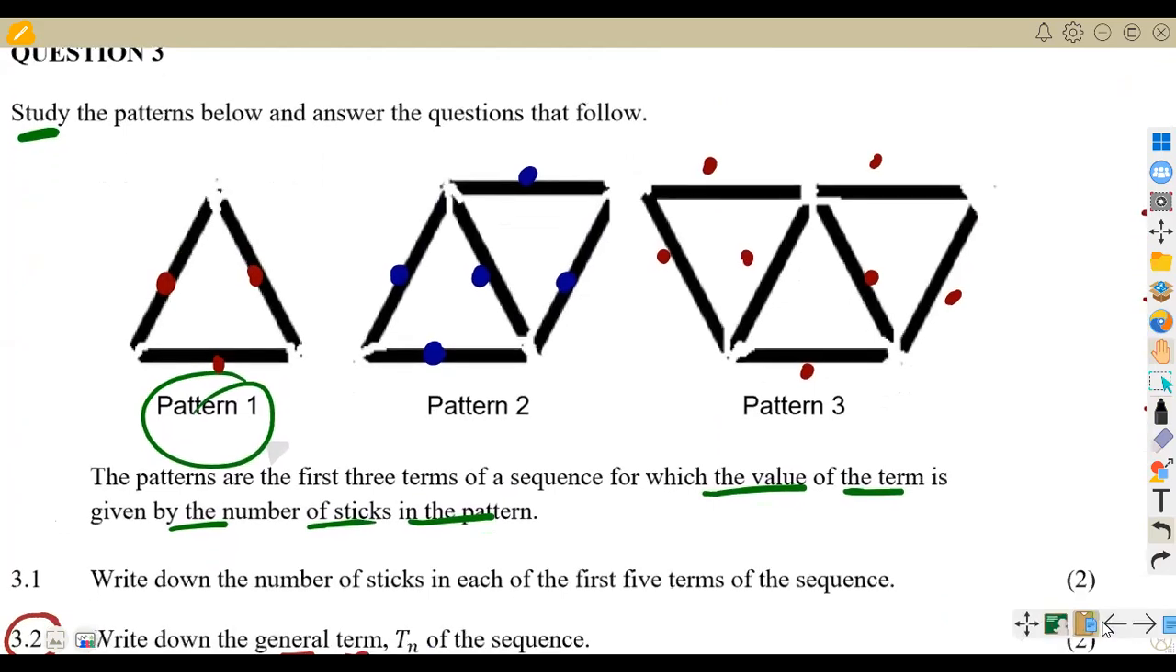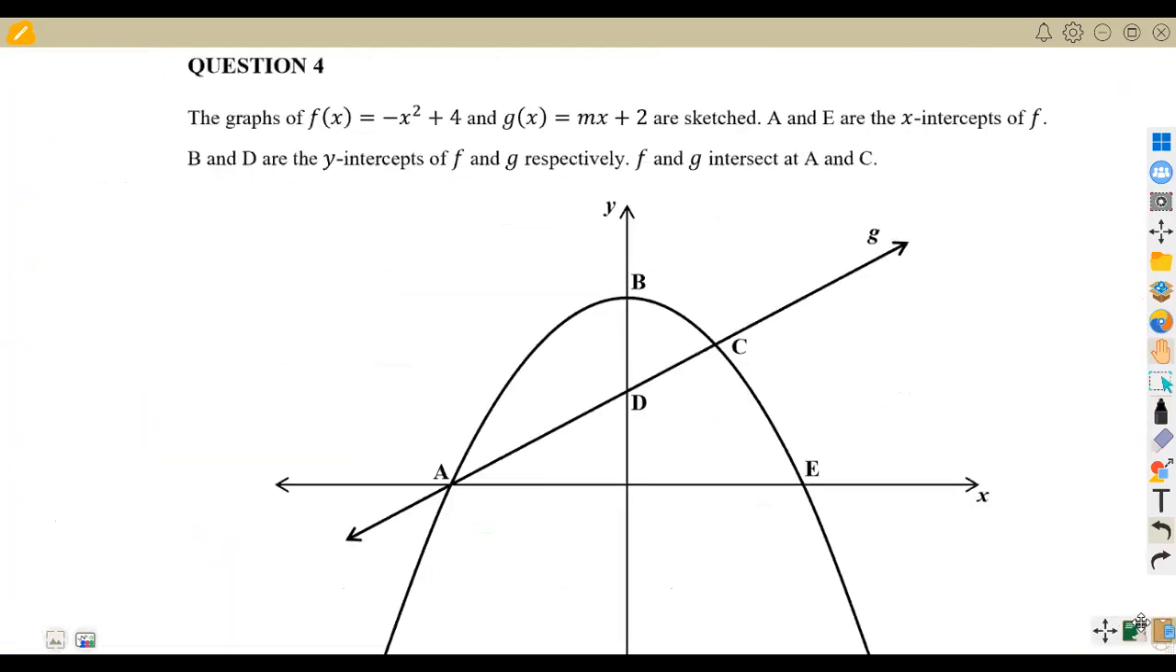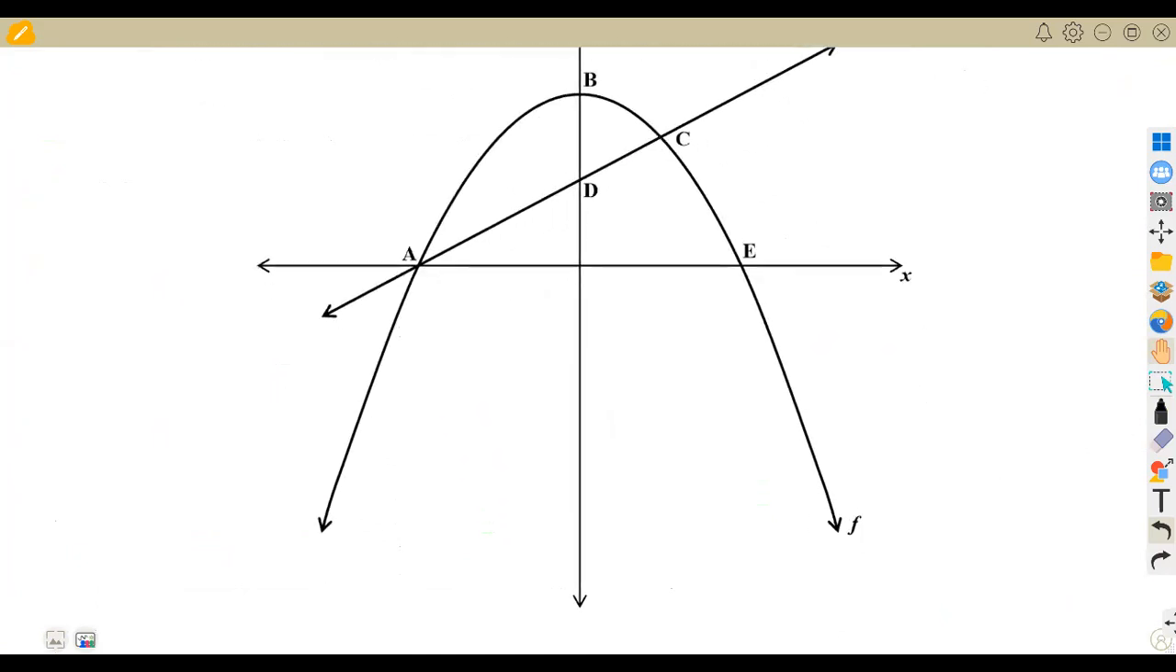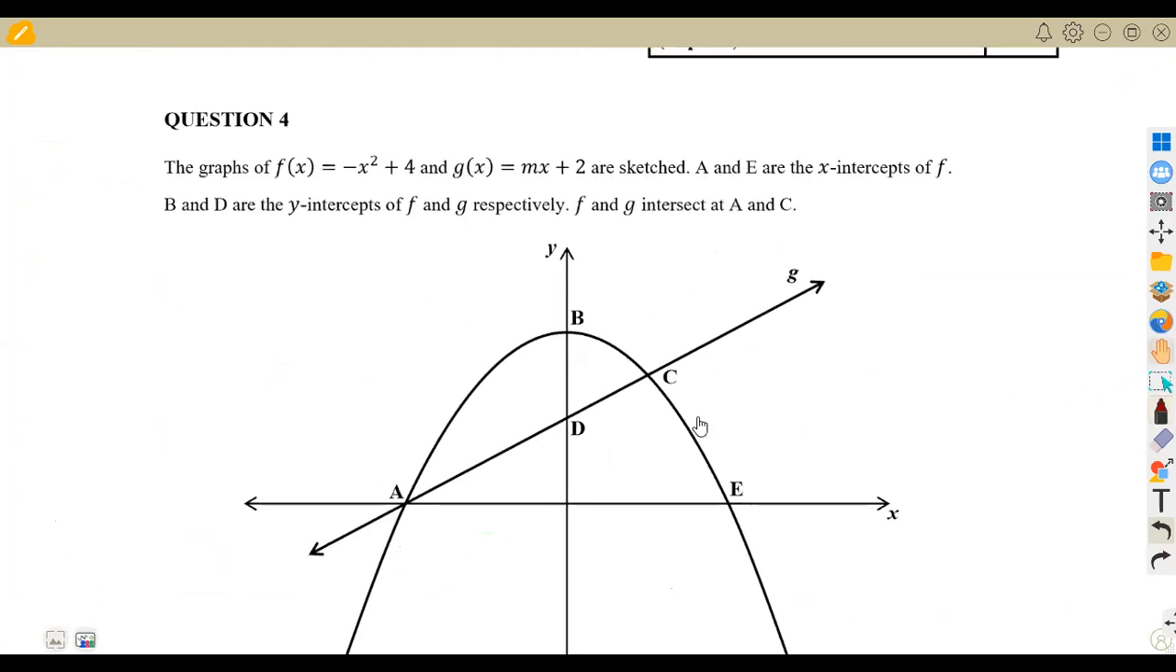All right, so let us check the other part. We still have another part here, which is question number 4. The graphs of f of x. We're given the graph of f of x, which is minus x squared plus 4. So this is our f, this one. So this is our f of x, minus x squared plus 4.